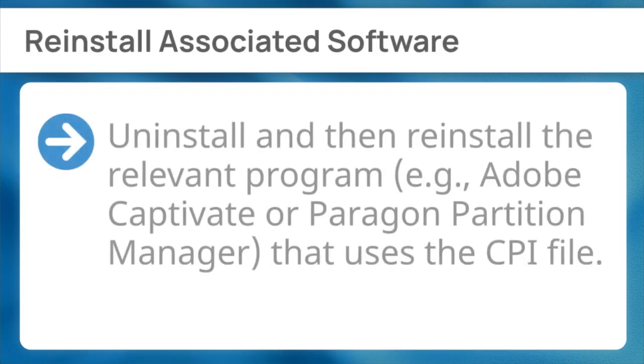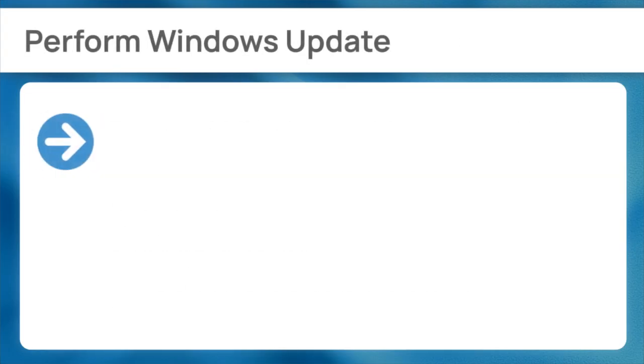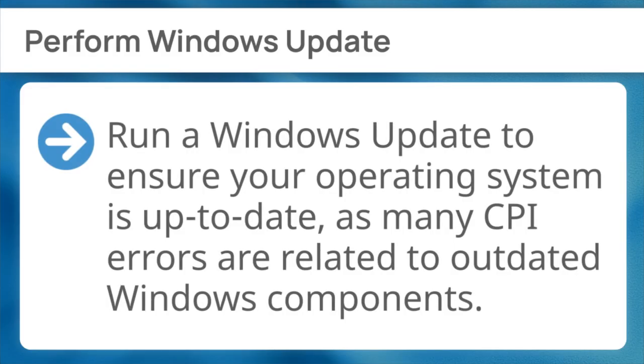Next, reinstall associated software. Uninstall and then reinstall the relevant program, e.g. Adobe Captivate or Paragon Partition Manager, that uses the CPI file. Finally, perform Windows Update. Run a Windows Update to ensure your operating system is up to date, as many CPI errors are related to outdated Windows components.